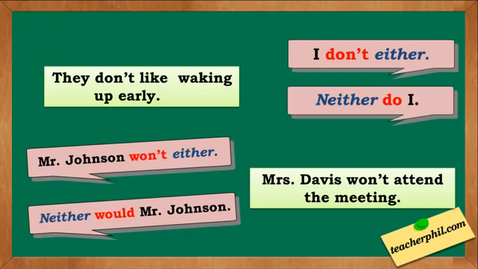Notice that either comes at the end of the sentences after the negative verbs don't and won't, while neither is at the beginning of the sentences before the auxiliary verbs do and would. Notice that the verbs aren't in their negatives.